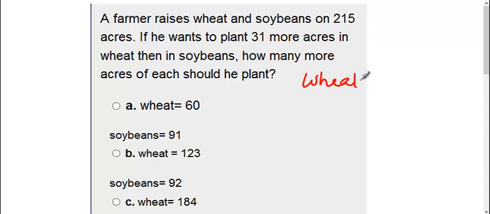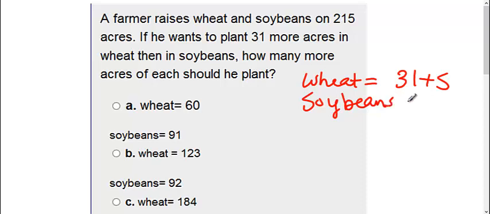Wheat. It says he wants to plant 31 more acres in wheat than soybeans. So if I take my 31 plus my soybeans, that's going to tell me how much wheat he's going to plant. Soybeans, I'm just going to call S. So for wheat, anytime we see wheat, we're going to use 31 plus S, because they want 31 more than soybeans. My soybeans is going to be S. So this one's a little bit easier. It's not two different terms.